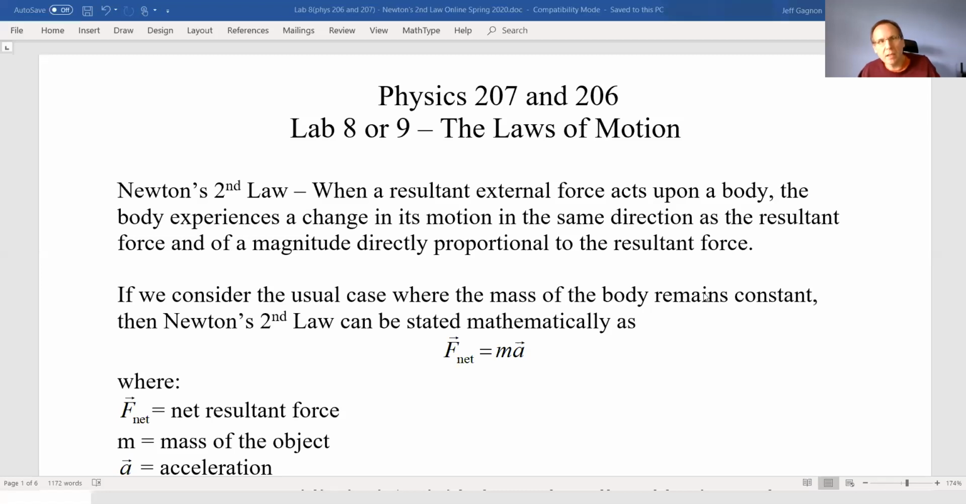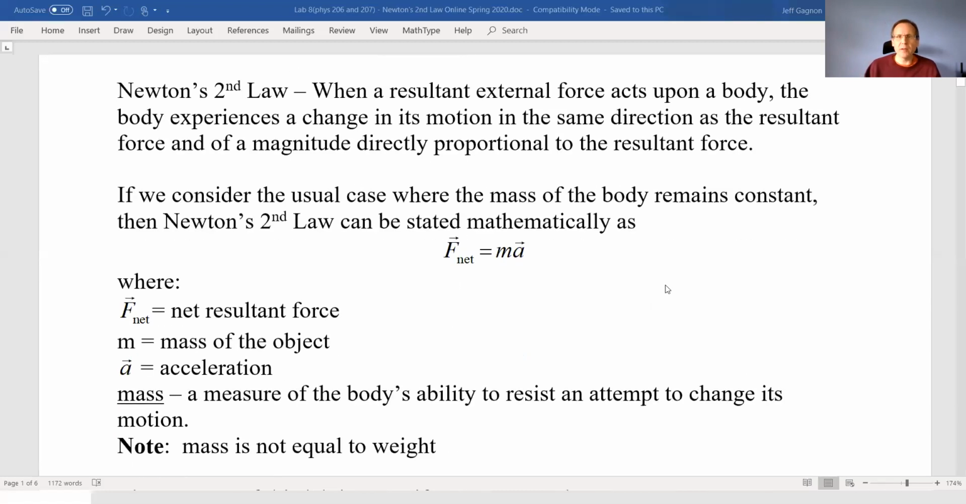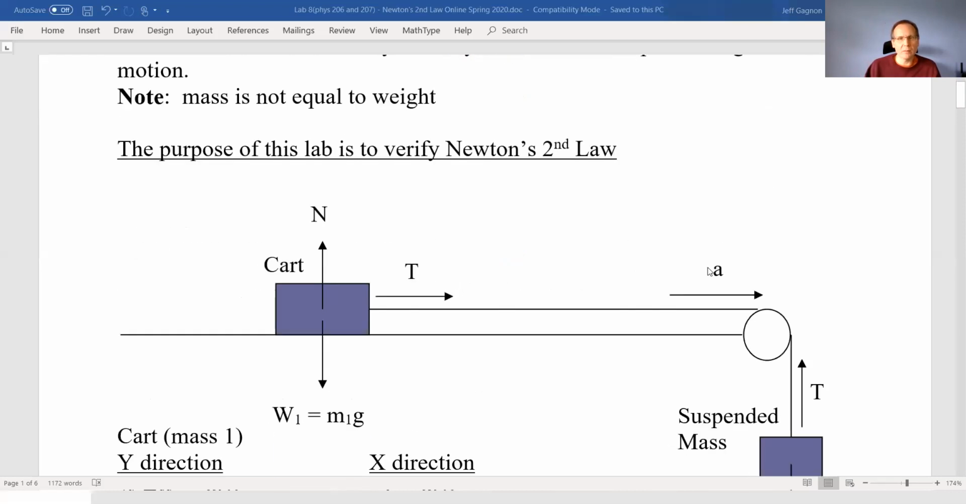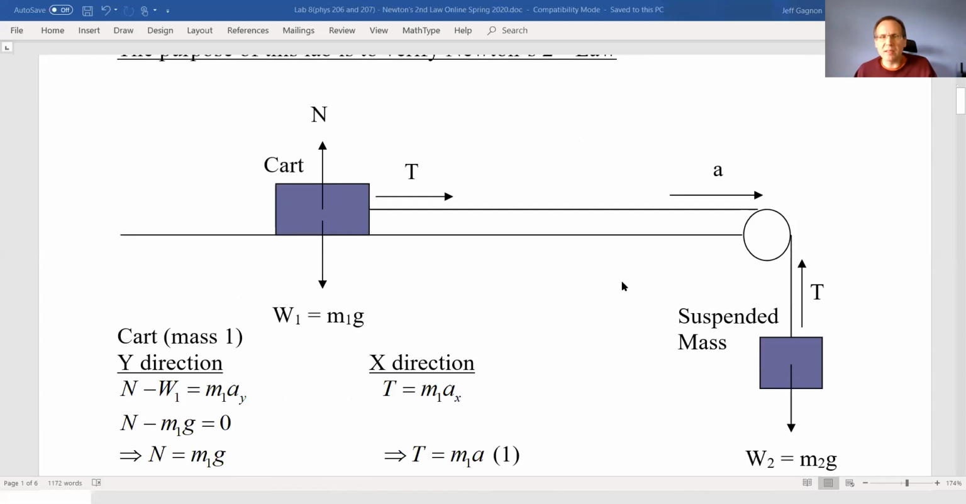Okay, so here is the lab handout. Again, this will be lab 8 for physics 207, lab 9 for physics 206. The first few pages is exactly what I went over. Oh, there's another little subtle detail here. It turns out that we're assuming that the pulley is a very lightweight, low mass pulley, right? It has very low, what's called moment of inertia. And the string is a lightweight string.